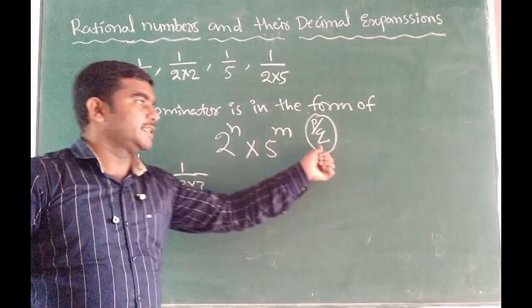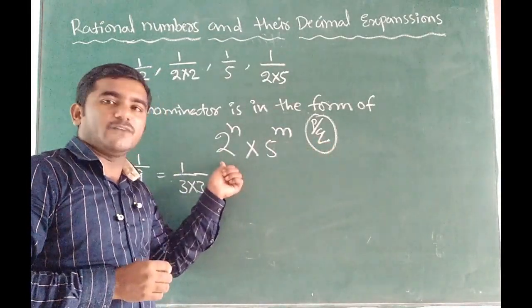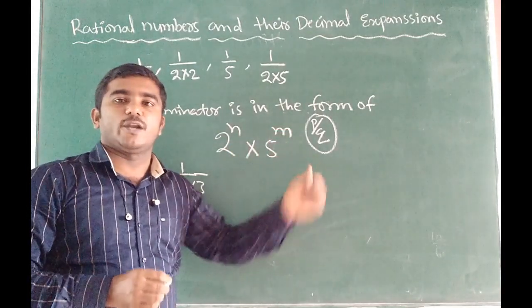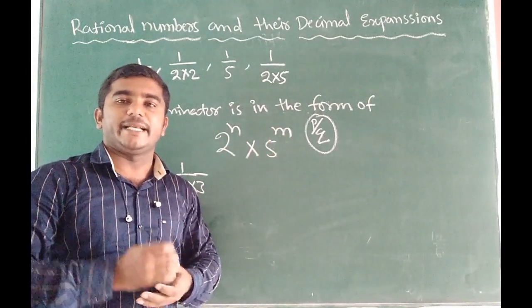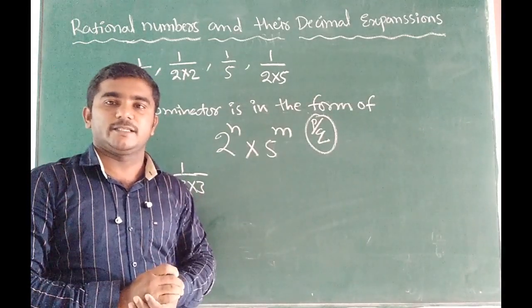What is the rational number? P by q. The denominator is what? Q. If the q is in the form of 2 power n into 5 power m, then it is a terminating decimal. Otherwise, it is a non-terminating decimal.